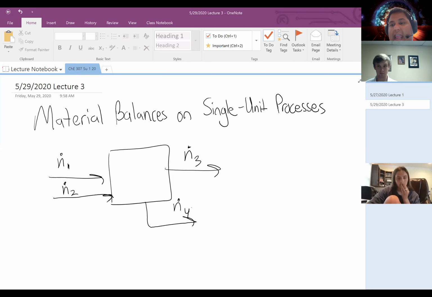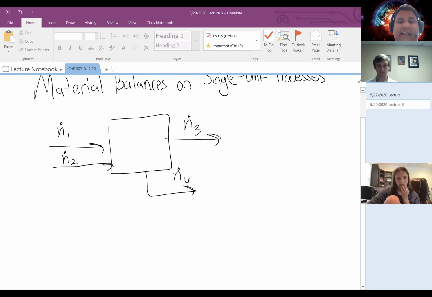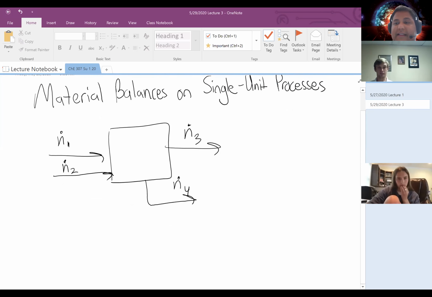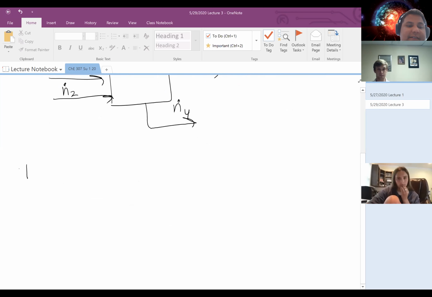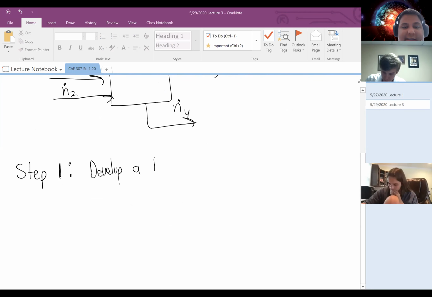And so it's important to have a stable and reliable method for performing these material balances such that you don't get lost, you don't get confused as you look at more complex systems. One of the big things that we emphasize is having a sound solution strategy. That means the first thing you want to consider when looking at a material balance problem is developing a flowchart. So I'm going to say step one, develop a process flowchart.